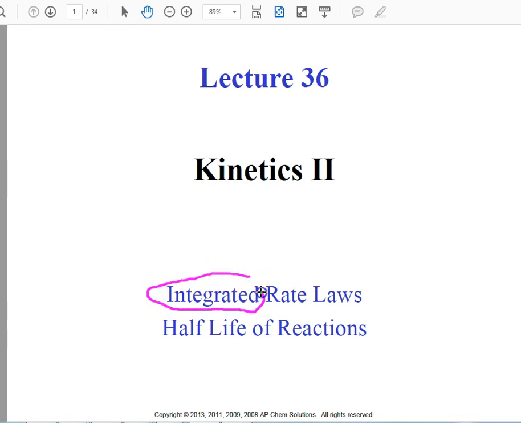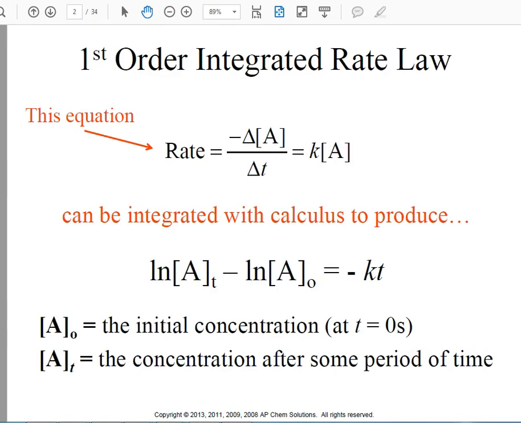And integrated, for those of you who are taking calculus, is where that term comes from, but we'll just pretend the calculus fairy flies over us and does the integrating for us. So we'll just be looking at the results of that in terms of rate laws. And then we'll also look at something called half-life. All right, so first let's look at an integrated first-order reaction.